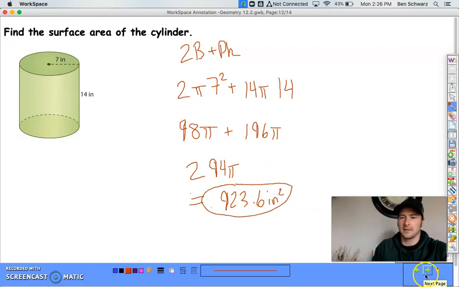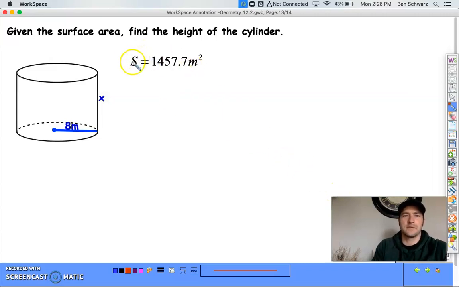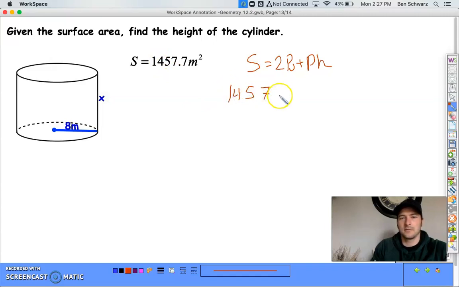Right, and one more example here. For this one, we're given the surface area, and we're supposed to find the height. Nothing too different. We're still using that same formula, surface area equals 2B plus PH. So S, we already know, is 1,457.7. So that's going to equal 2 times area of the base, so pi times 8 squared, plus perimeter of the base. Again, perimeter is just circumference, so pi d, so 16 pi. And we want to find h, so we'll just leave h like it is for now.